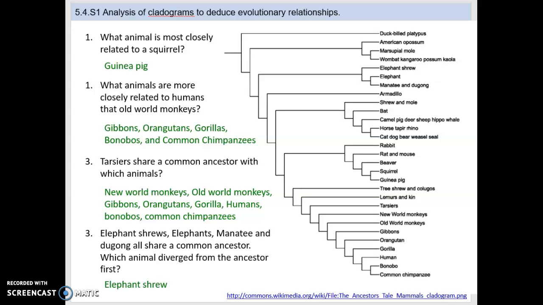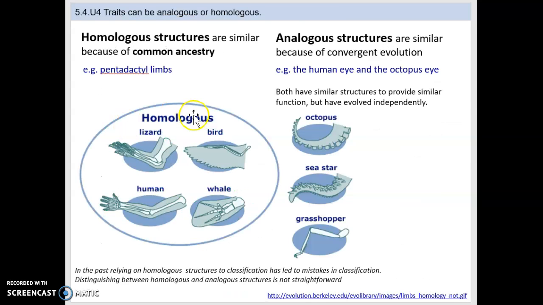Okay, so sometimes we use homologous structures to give us an idea of animals. So if you look at humans and chimpanzees, they look kind of similar, and they would have homologous structures that are common because of common ancestry. Analogous structures are similar because of convergent evolution, which just means that things have evolved independently of each other. So if you look at a human eye and an octopus eye, they're very similar, but obviously we're not that closely related to octopus.